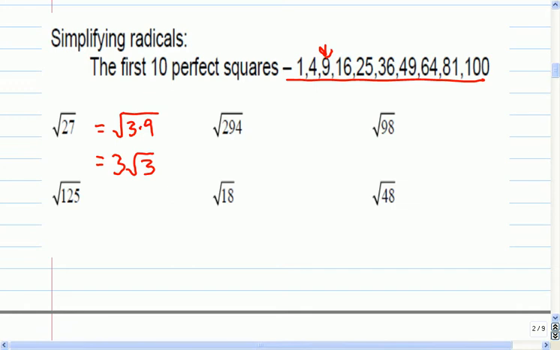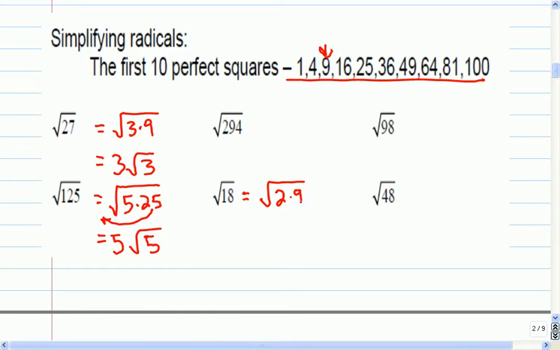Okay, so same thing, 294, 98, 48, 18, 125. When you get the hang of it, you start to notice them quickly. So for example, this I could rewrite as the square root of 5 times 25. So it will be 25 is worth 5 outside, 5 root 5. 18 will be 2 times 9. 9 is worth 3 when it comes out.